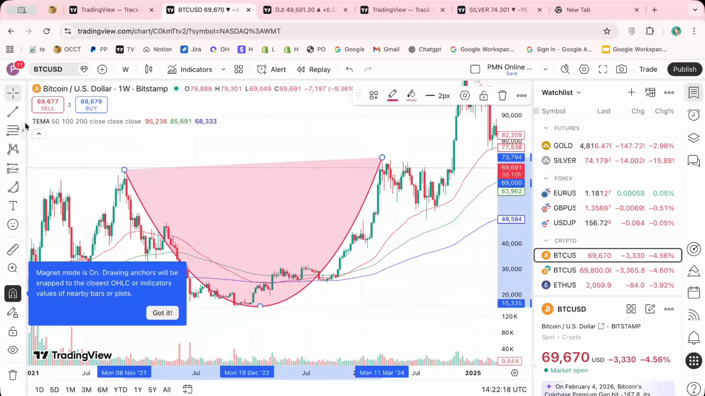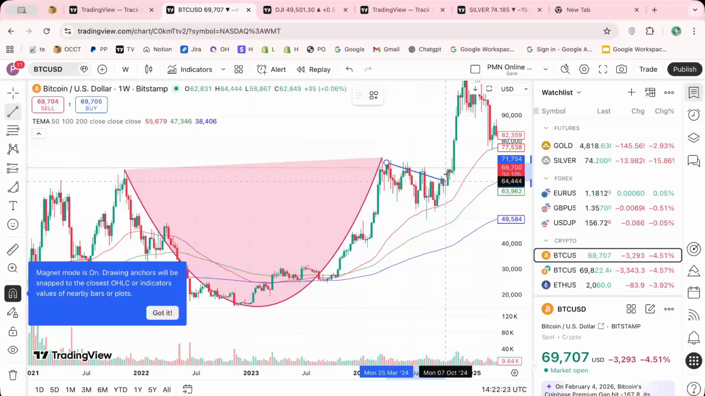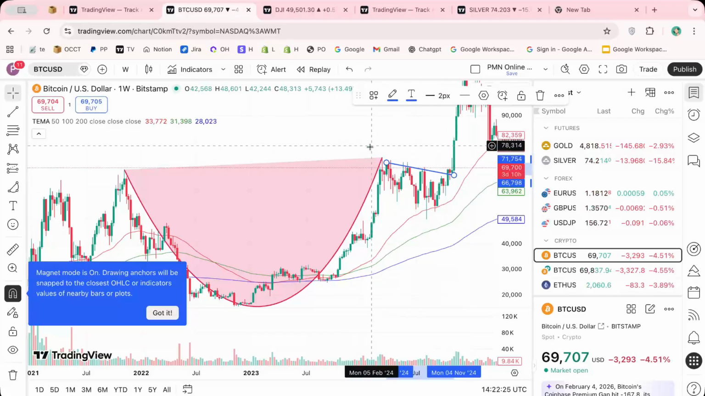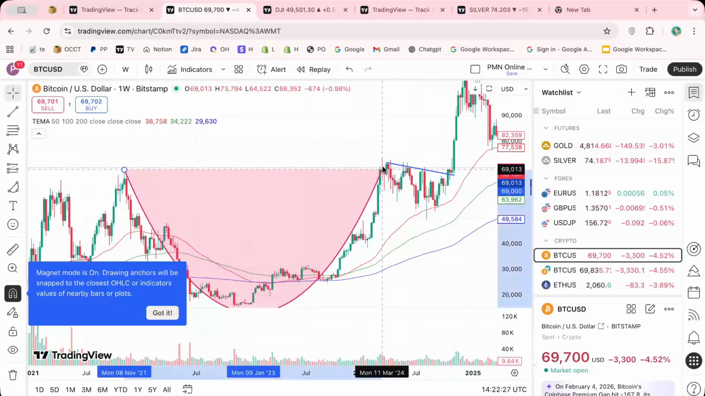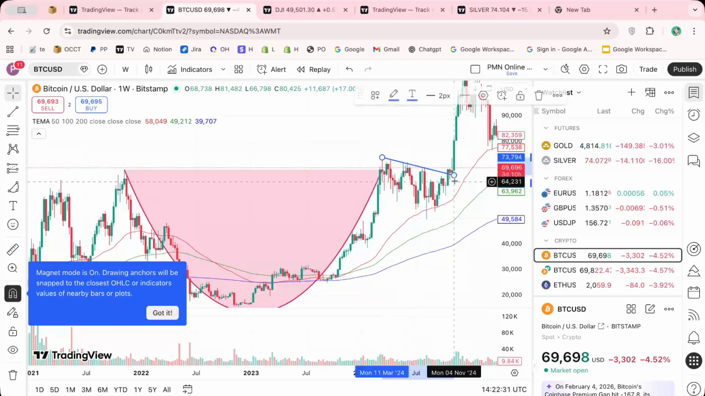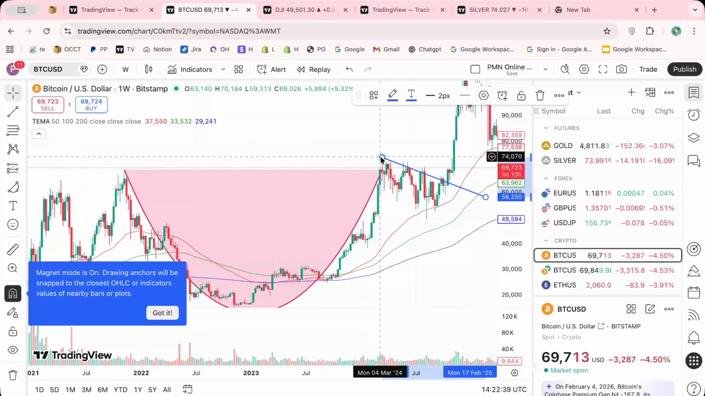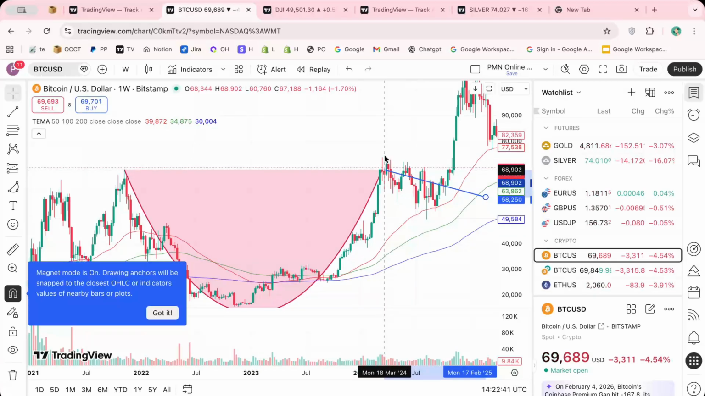Now, let's move on to the handle. Starting from the right rim of the cup, draw a downward sloping trend line to connect the highs of the handle. This line captures the minor price pullback that typically follows the cup formation. The handle often forms at a slight angle, as buyers take a brief step back before pushing the price upwards again, completing the pattern.